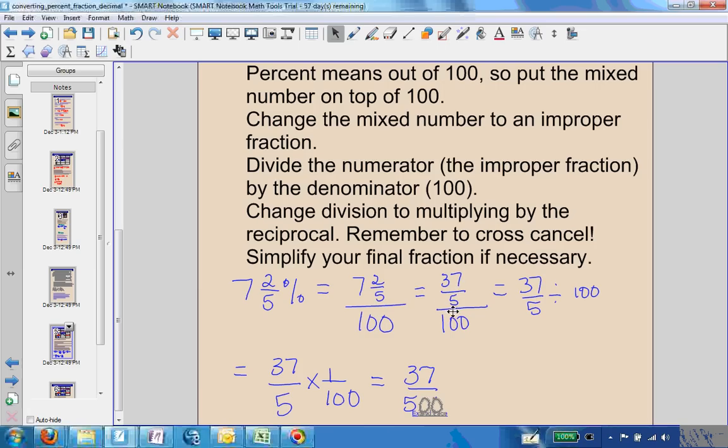And then 37/5, the improper fraction, divided by 100 is the same as 37/5 times 1 over 100. I'm just multiplying by the reciprocal since you can't divide fractions. And you just multiply. If you can cross-cancel, great, but in this case we can't, so we're just going to multiply straight across, and we get 37 over 500.